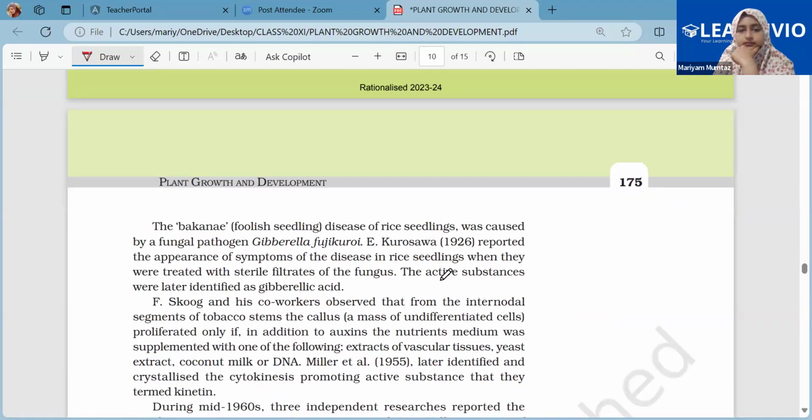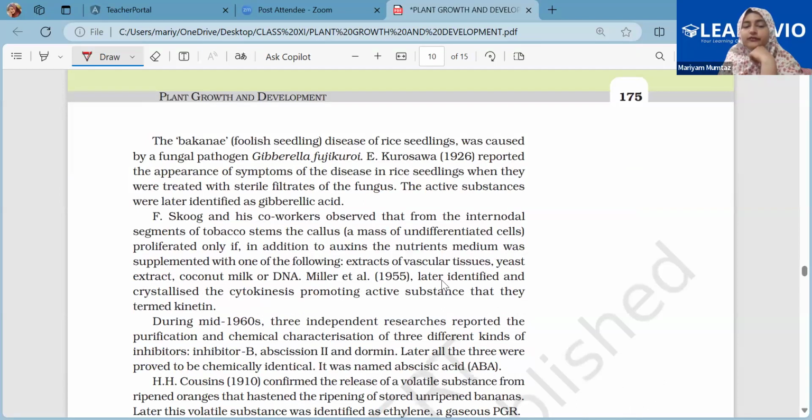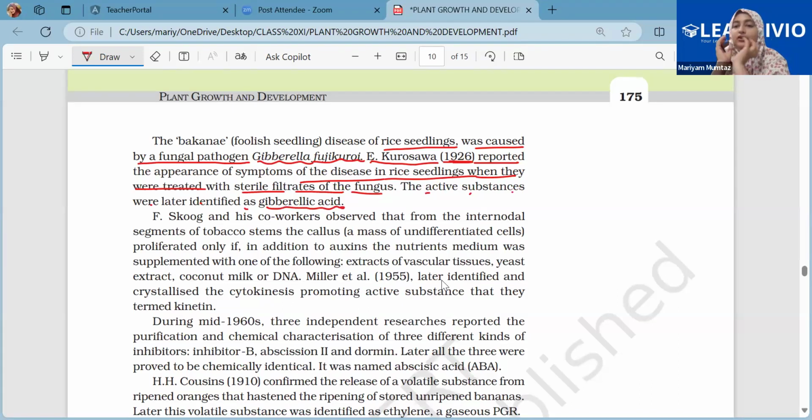Now, the bakanae, that is the foolish seedling disease of rice seedlings, was caused by a fungal pathogen, Gibberella fujikuroi. E. Kurosawa in the year 1926 reported the appearance of symptoms of the disease in rice seedlings when they were treated with sterile filtrates of the fungus. The active substances were later identified as gibberellic acid. So gibberellic acid causes a lot of differentiation, and that is how it was extracted and found out.